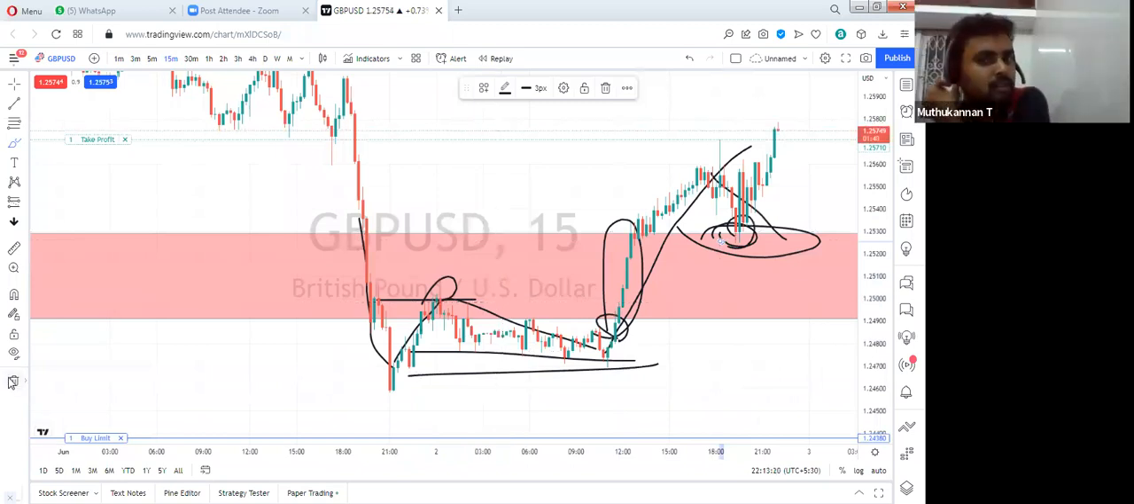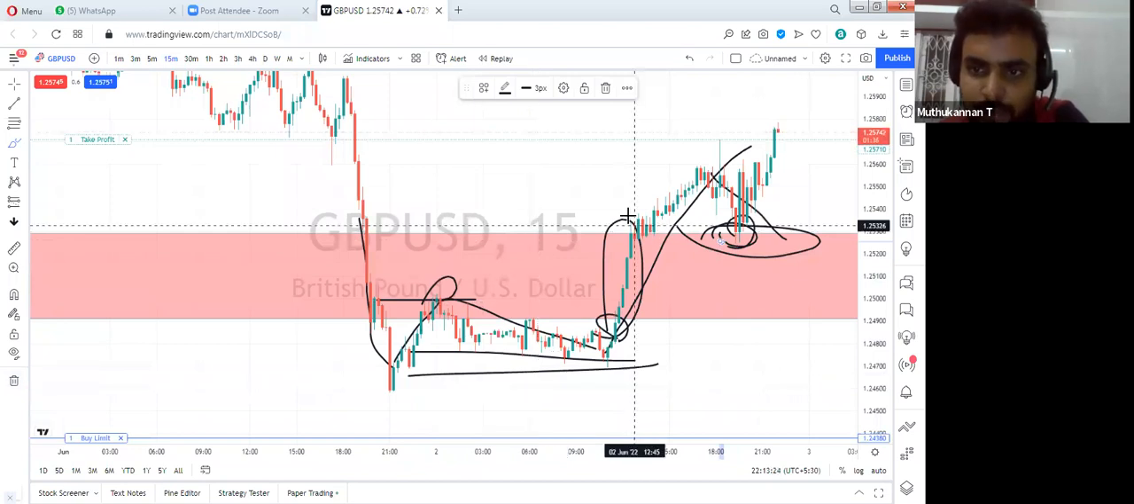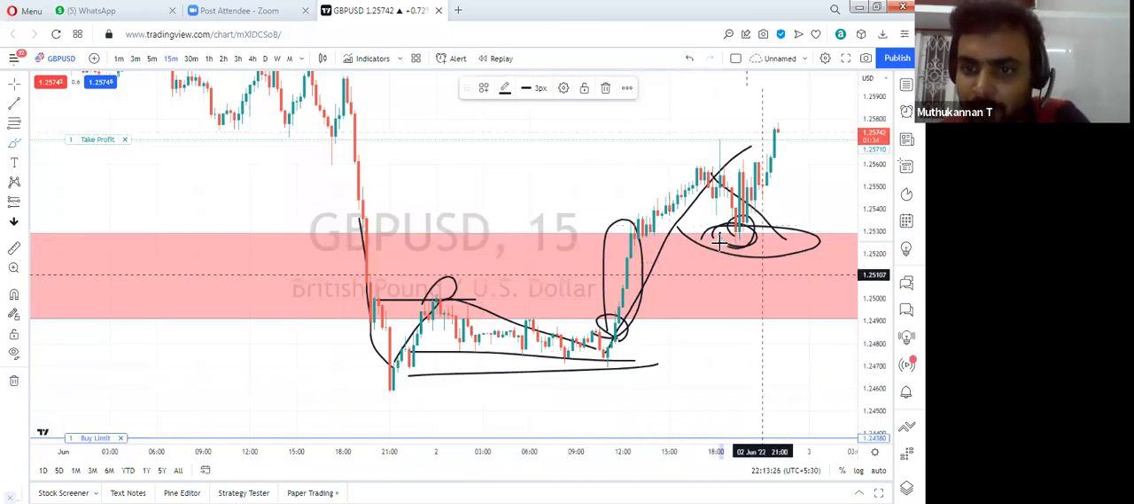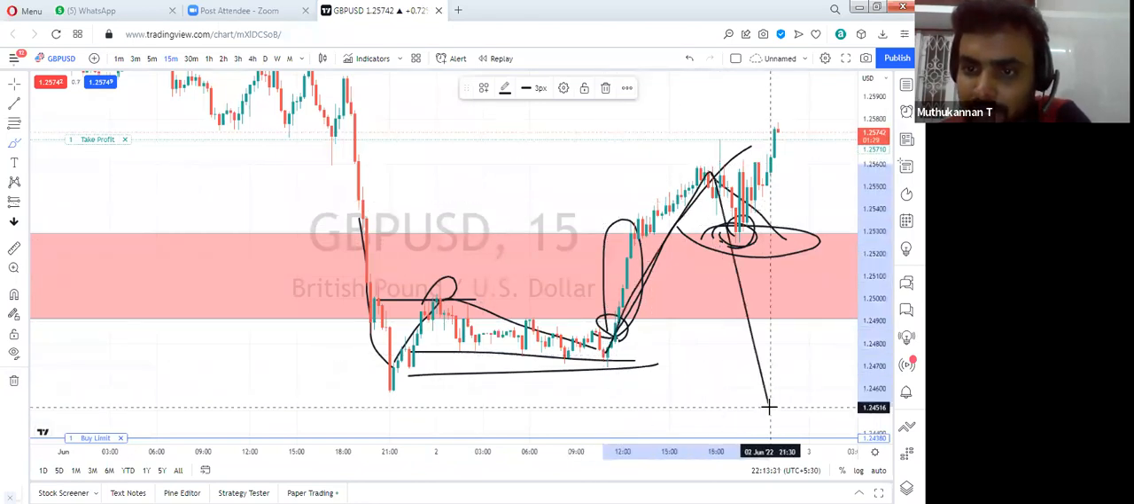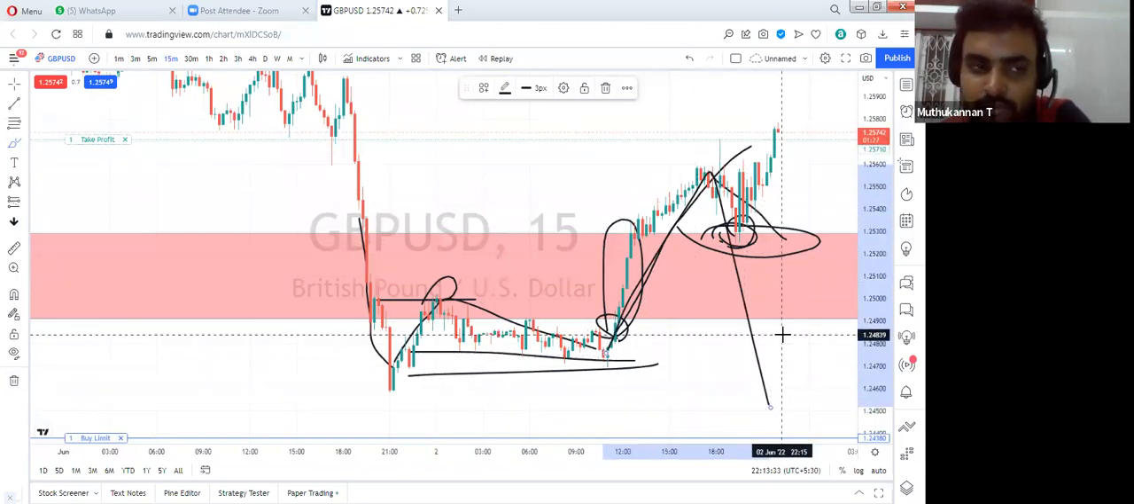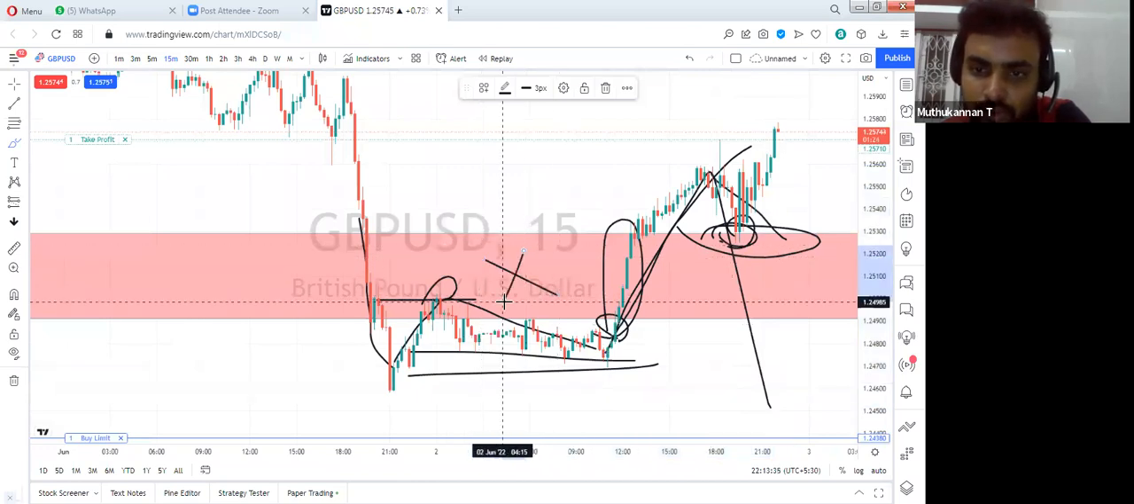Breaker blocks also sometimes fail like this. But even if this fails, you can take entry from here. But after this, if it breaks like this, then you can completely avoid this zone.